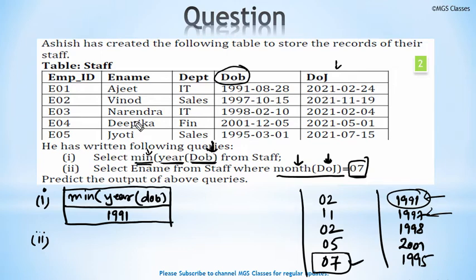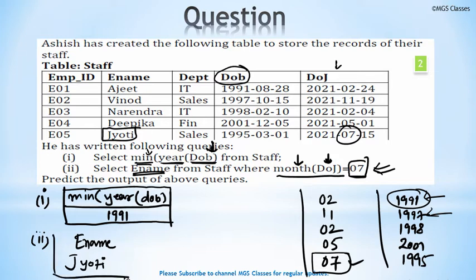So for the last row you need to print the ename, because it is asked to print the ename from staff where month of date of joining is 07. So 07 is the month of date of joining for this employee, so it is going to print the name of this employee. So the output will look like this: ename, and here you will write Jyoti, and you need to draw this box like this. Okay, so this will be the output of this question.